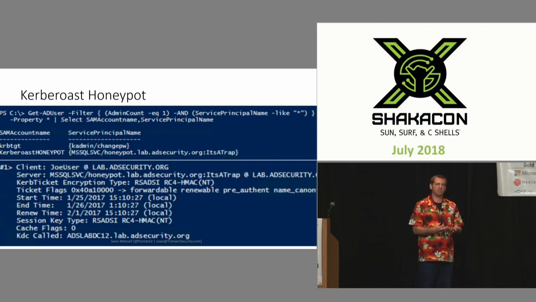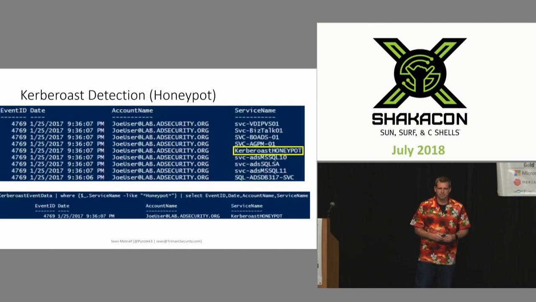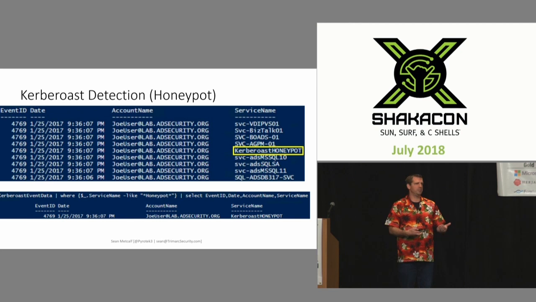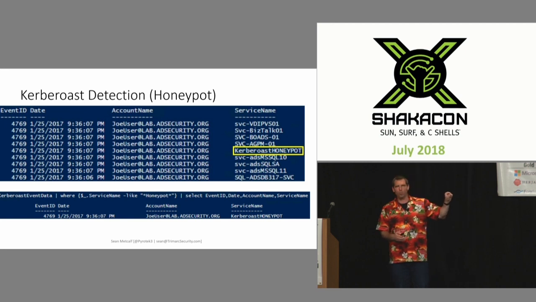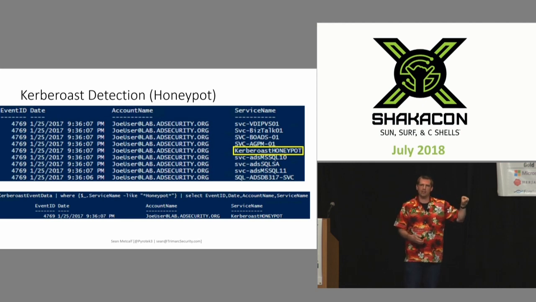So it's RC4, encrypted with that NTLM password hash. And so now I run the same detection, and look, there's the honeypot account. Well, that's obvious that something malicious is going on. And if we take that one step forward, I don't even have to look for all the 4769s. I just have to look for that one. Once I get that one, I know that someone's doing something they shouldn't be doing.